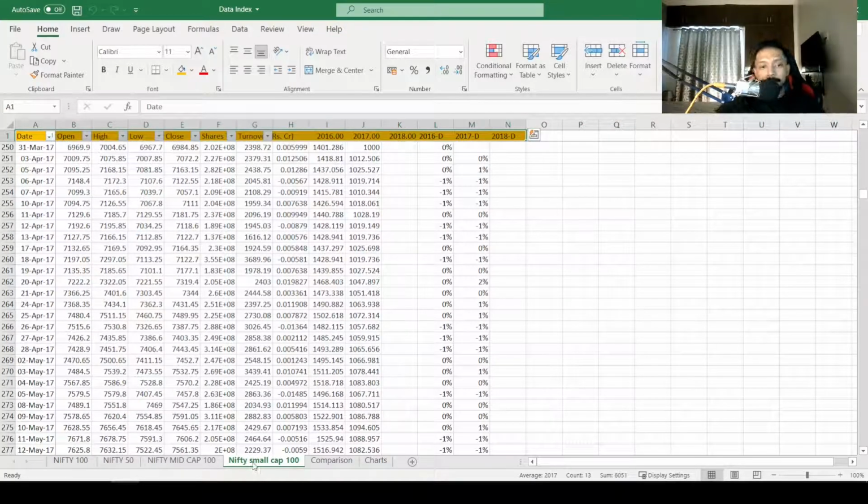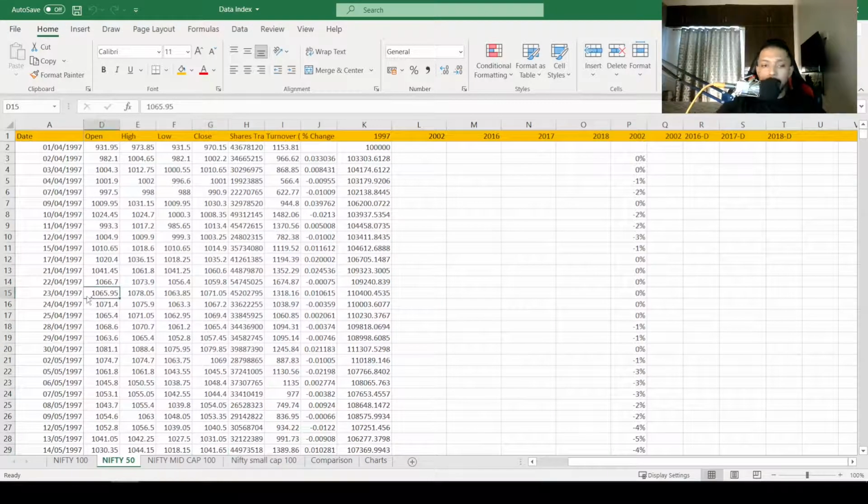And small cap is the highest risk and should give us higher returns, but does it, right? So Nifty 50, we have data since 1997, so not a problem. But we can't really compare from 1997 because Nifty 100, Nifty mid cap, Nifty small cap have not started from 1997, right? So we took the common year as 2016. So from 2016 onwards, we started analyzing both of them.